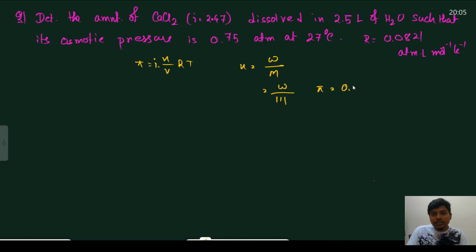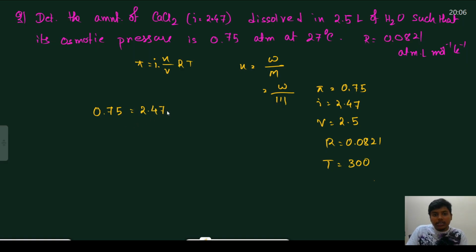Pi value given is 0.75. Next, i value given is 2.47. Next, V value given is 2.5. And R value given is 0.0821. And T value given is 300. Put all the values. So pi is 0.75, i is 2.47.